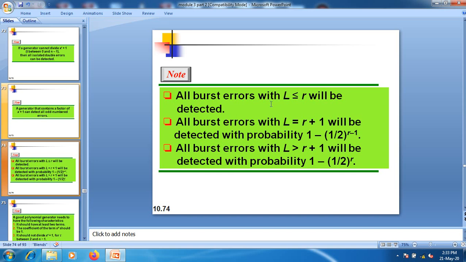All burst errors with an L value less than or equal to r will be detected. All burst errors with L equal to r plus 1 will be detected with a probability of 1 minus 1 by 2 to the power r minus 1. All burst errors with an L value greater than r plus 1 will be detected with a probability of 1 minus 1 by 2 to the power r.